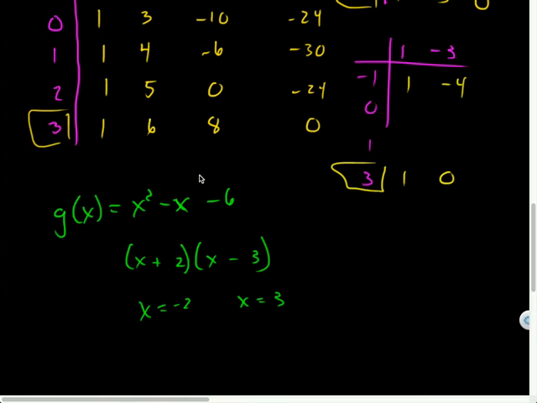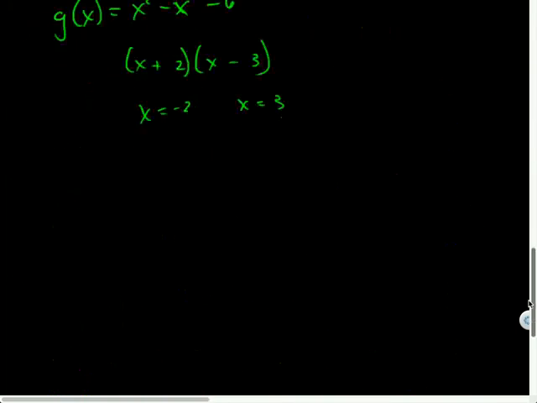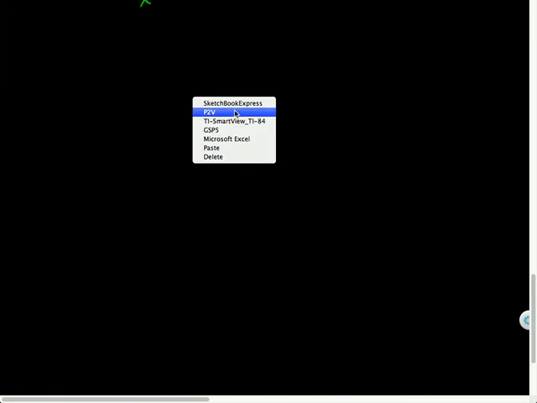So you can still use some of your depressed polynomial tricks. Once you hit a quadratic, you probably shouldn't keep searching through the table, right? We could probably narrow it down and use our factoring techniques or something like that. So that's the idea for how those will work.